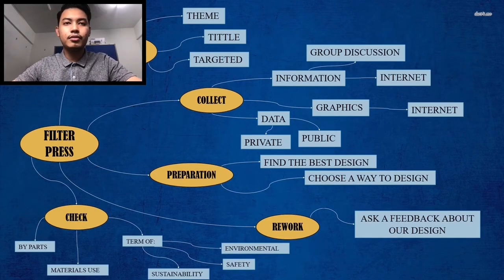After that we must collect the information from the internet and group discussion. We can also collect information from graphics on the internet. The data we can get from the public and private sources. After that, preparation. We must find the best design and choose a way to design the product.